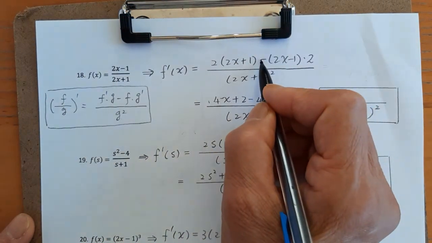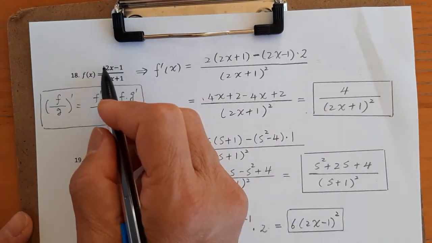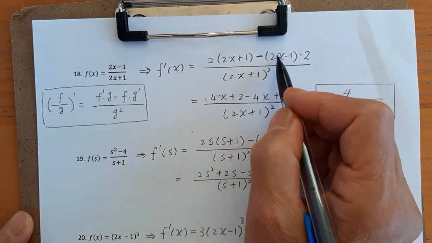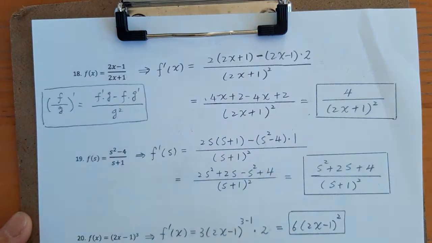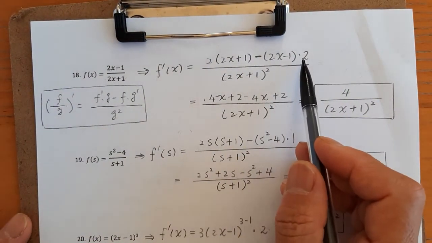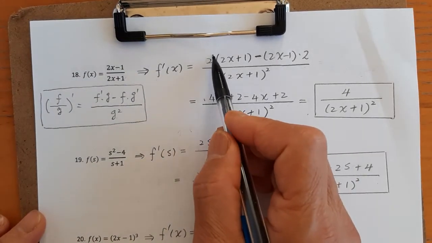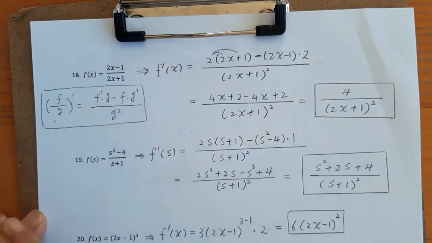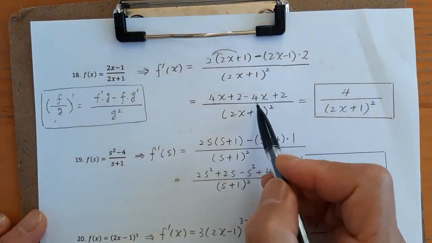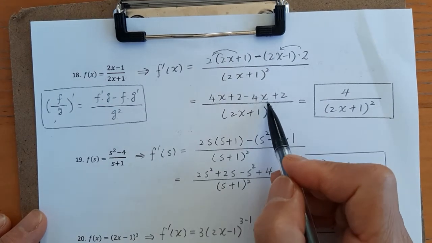minus 1. Then minus first function, do not take derivative, 2x minus 1. Second function, denominator, 2x plus 1, take derivative is 2, times by 2. And then distribute in. 2 times 2x is 4x. And then minus 2 times 2x is 4x.